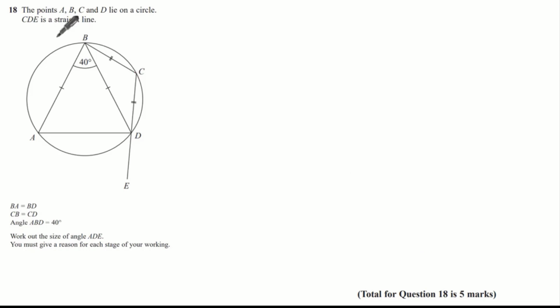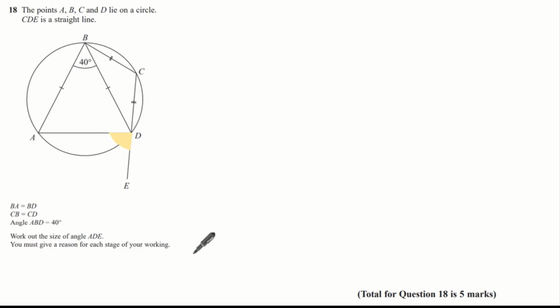Question 18 shows a circle with the points A, B, C, and D. It states that CDE is a straight line. It also states that BA is equal in length to BD, and it also states that CB is equal in length to CD. It shows us that the angle ABD is 40 degrees. And we're asked to work out the angle ADE, and we have to show each stage of working out.